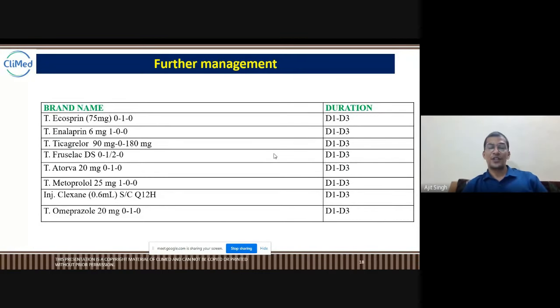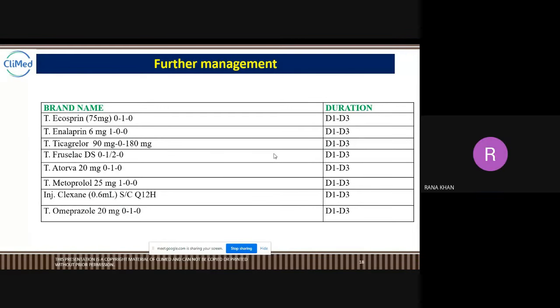Now, there is one more problem. Can you find out one more problem in this, along with what I told? Do you really think omeprazole is recommended with ticagrelor? No.